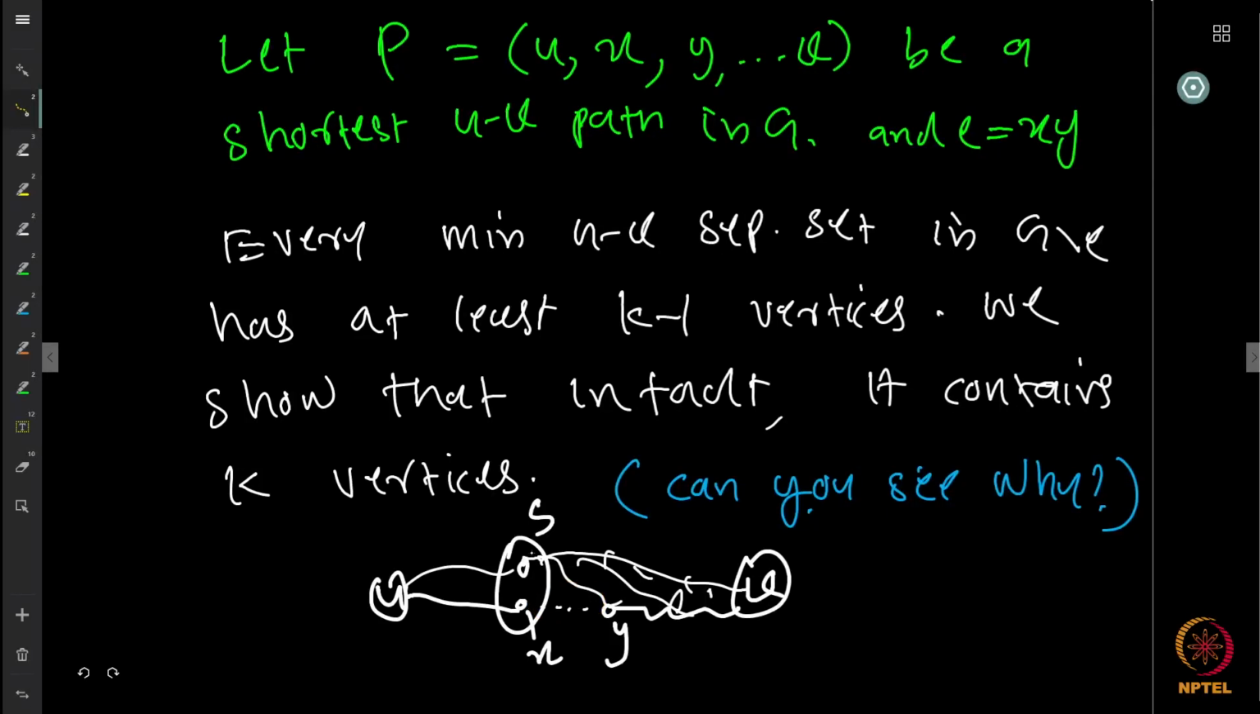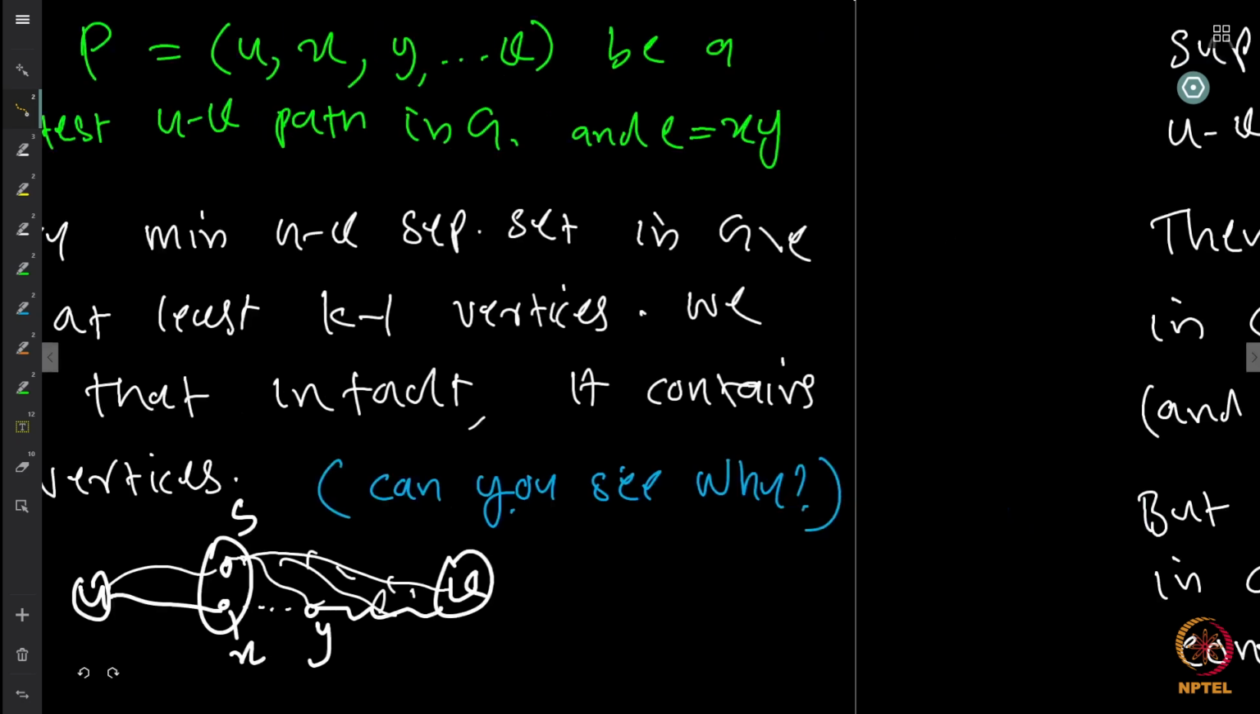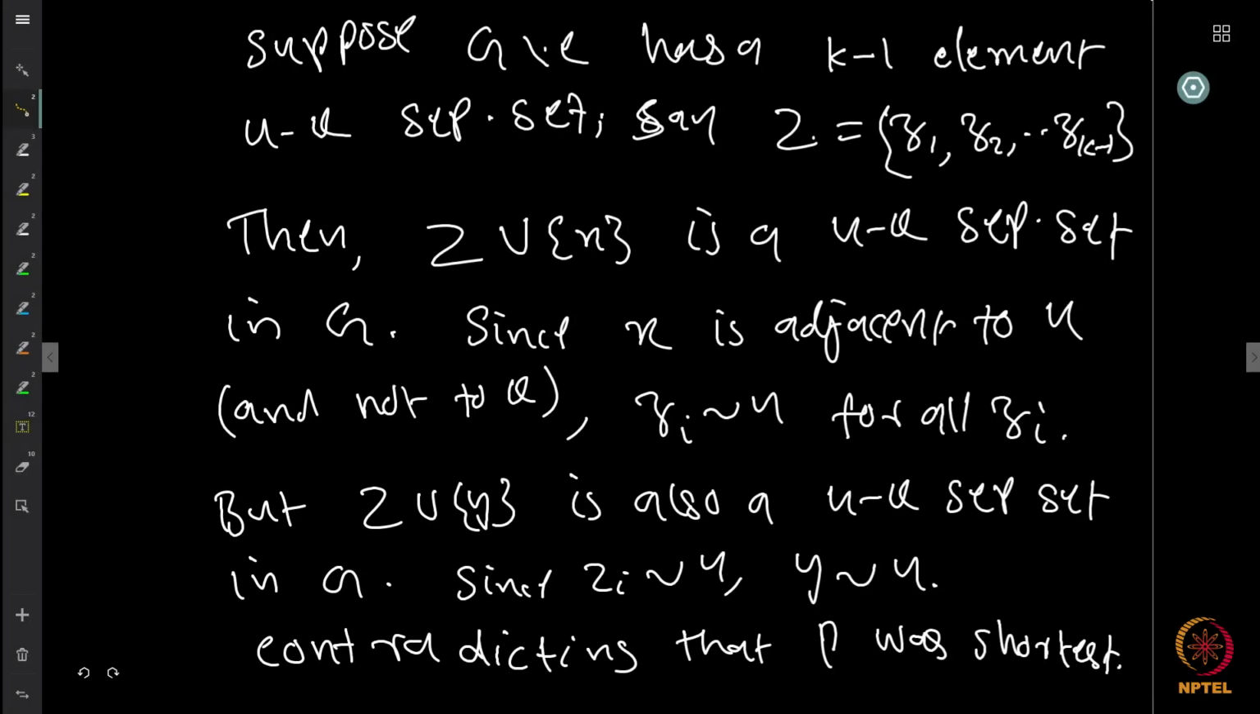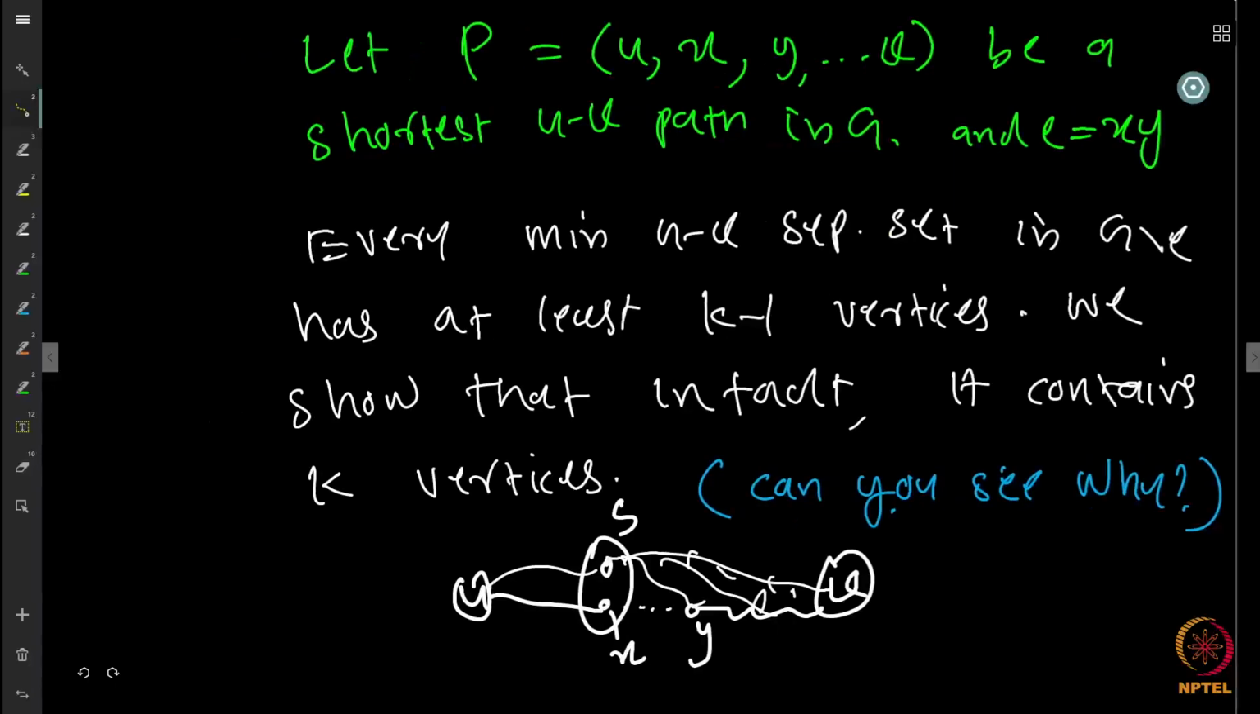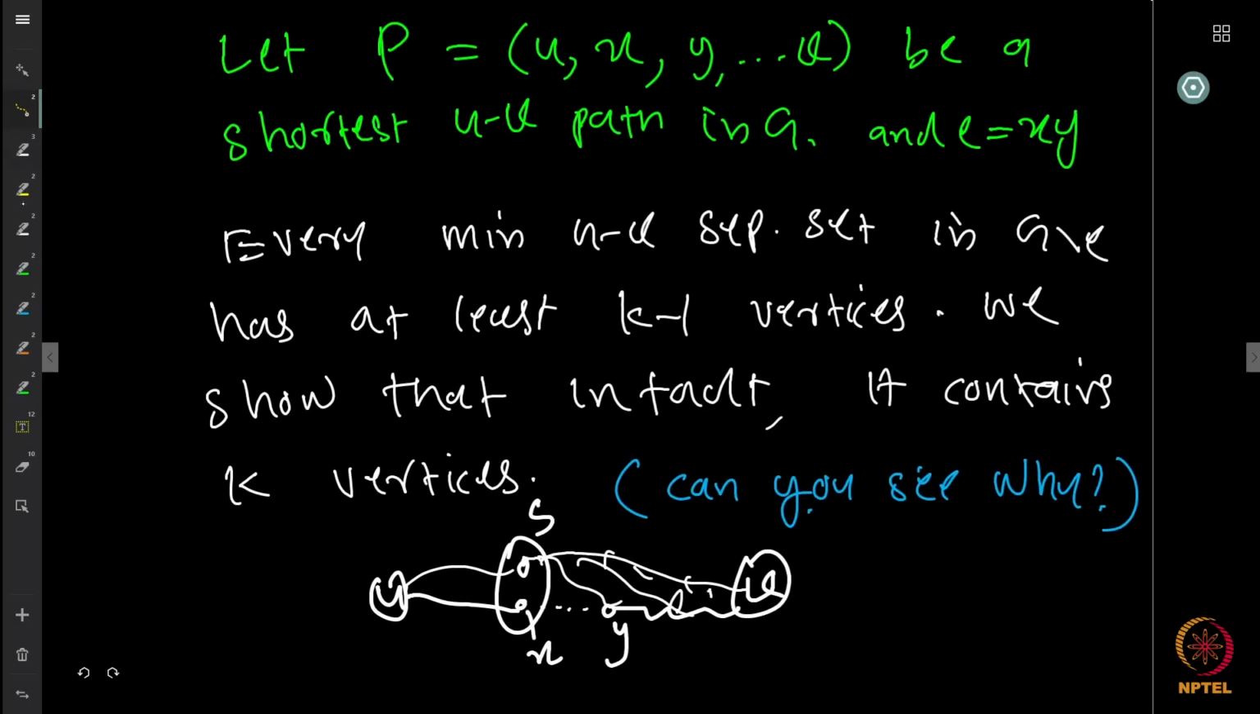But G minus XY has a separating set of size K only, right? So every separating set in G minus XY has cardinality K. But what we achieved by doing this is that we got a graph with smaller size, because G minus XY has strictly fewer edges. And therefore, we can assume induction, right? So by the induction hypothesis, this graph G minus XY has K internally vertex disjoint paths from U to V.